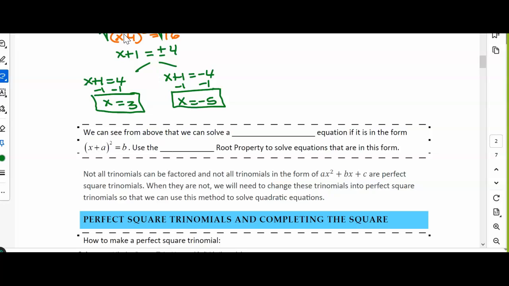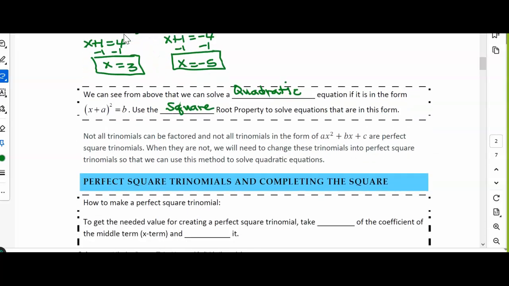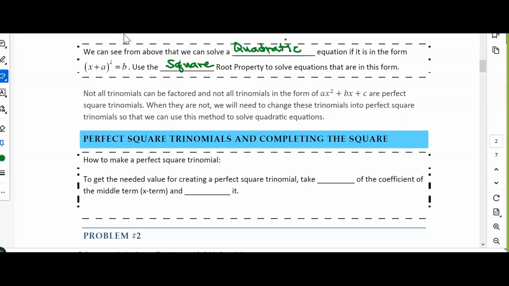Okay, so we can see from above that we can solve a quadratic equation. Quadratic just means that it has a power of 2. All right, it's all raised to a power of 2. A quadratic equation is in the form of x plus a all squared equals b. And we used what we call the square root property to solve the equations that are in that form. So the square root property is one of the things that we're talking about in this lesson.